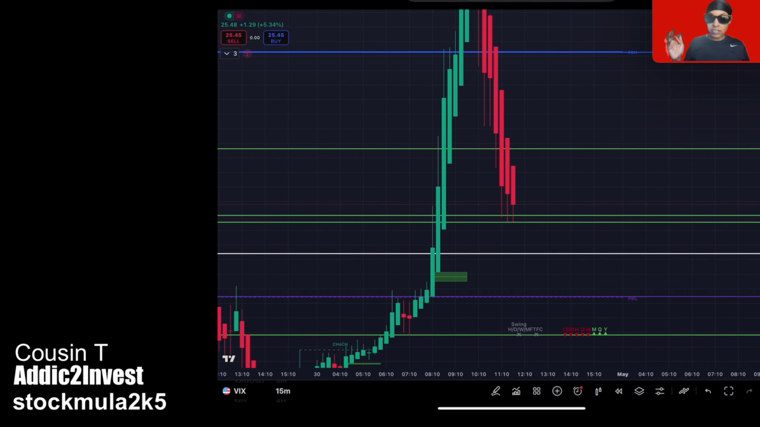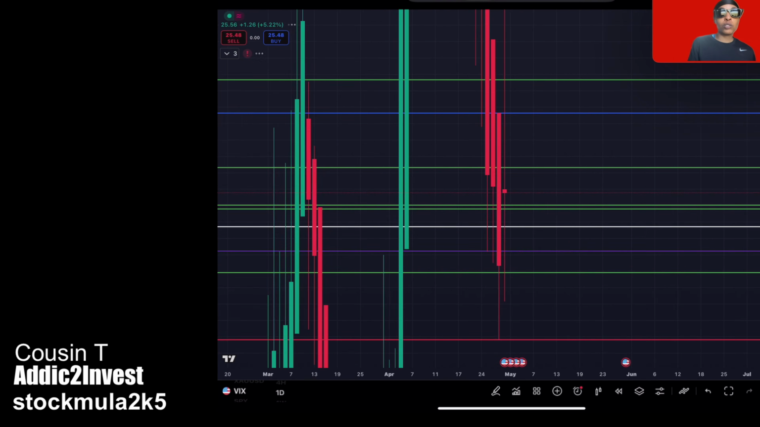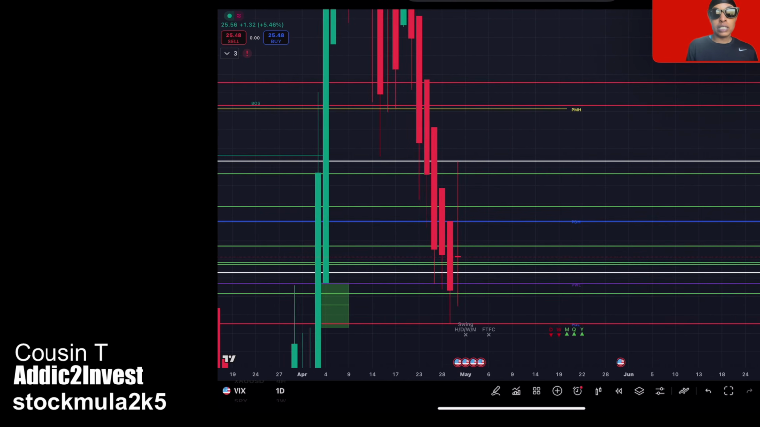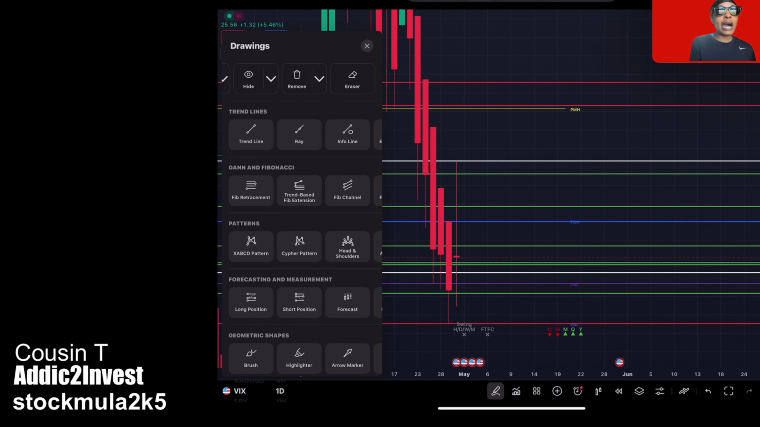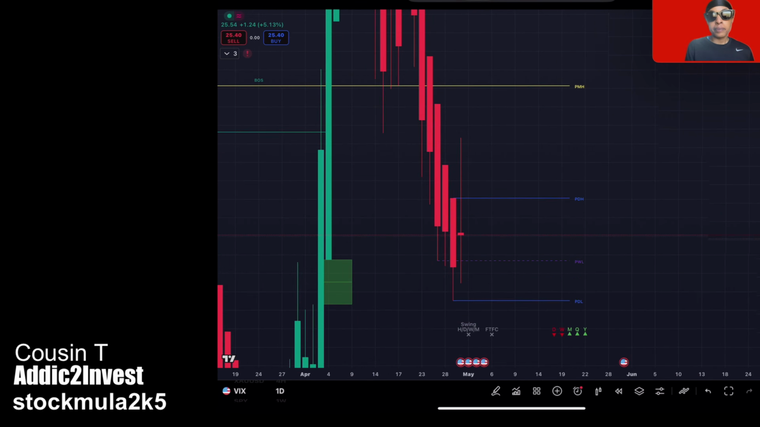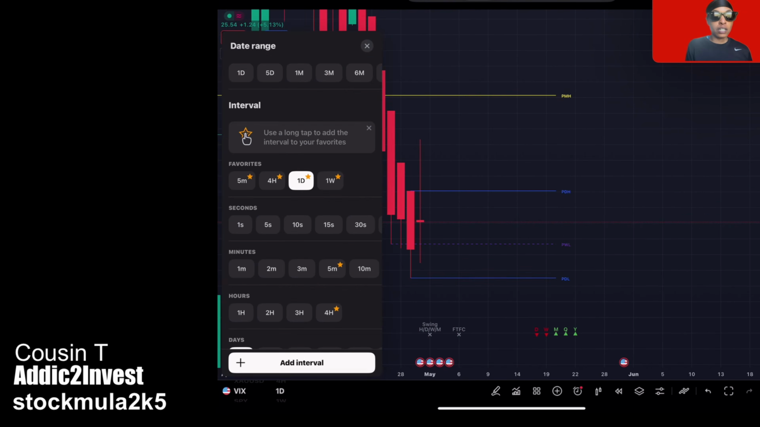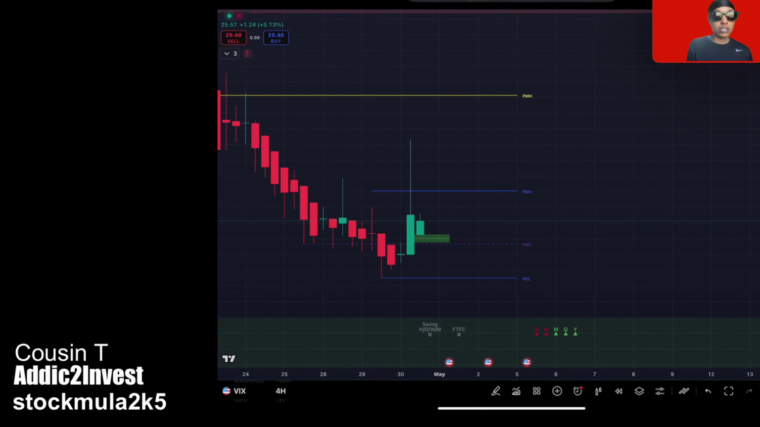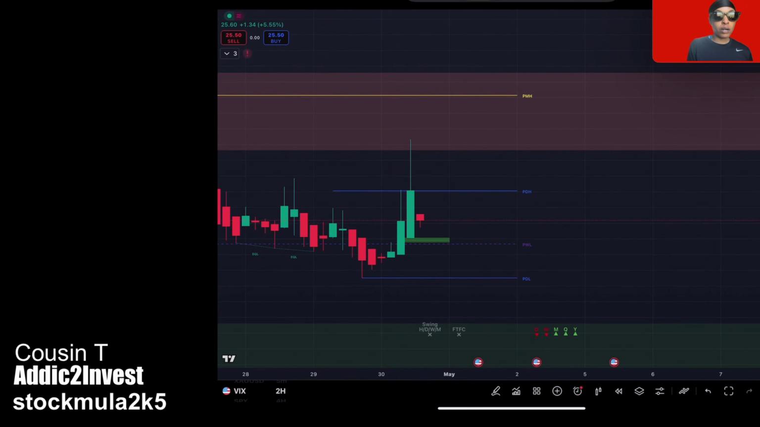Gotta let it do its thing. You really gotta see how the candles look. I like to go from the bigger time frame, so I always start from the daily. So it's not confusing, I'll hide all these lines, just for now. So I go to the daily, the 4 hour, 3 hour, 2 hour. Literally, I'm doing it.